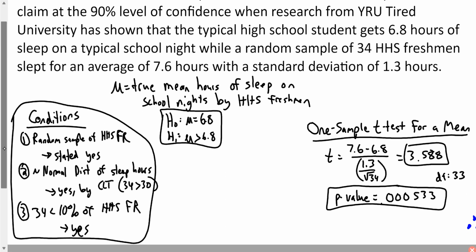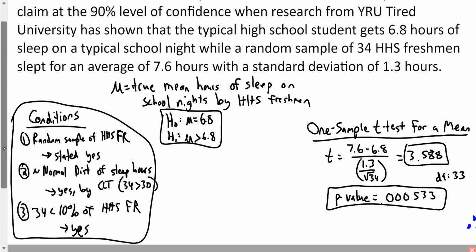Those were all met. It was stated that we had a random sample. We could use the central limit theorem for normality. That was nice. And it's going to be close, but 34 is less than 10% of all HHS freshmen. So now we go on to actually doing the test. It's a one sample t-test for a mean.